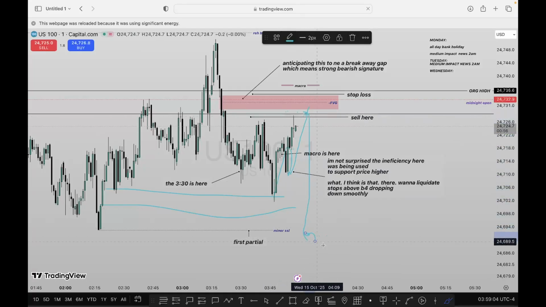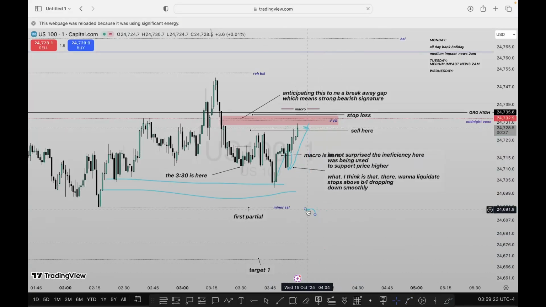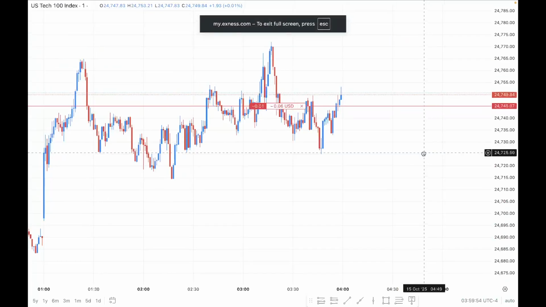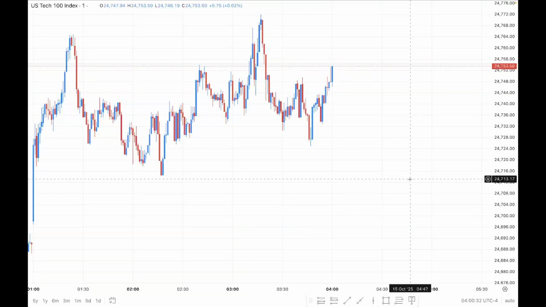This is me pointing out what was happening. Position was already running on loss at this point in time. And I got stopped out right there.